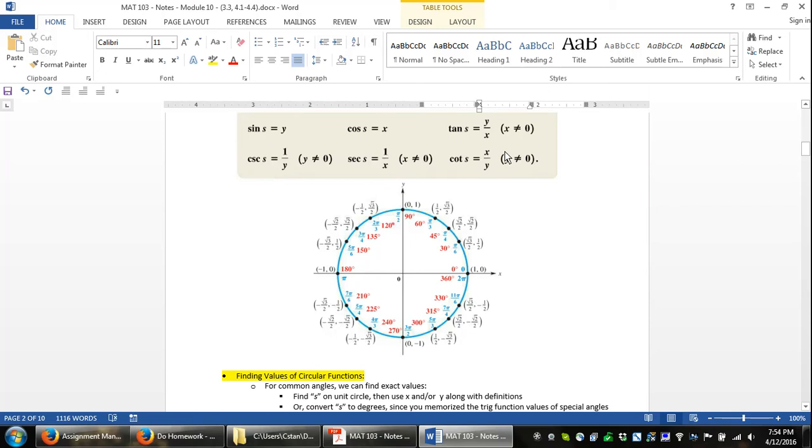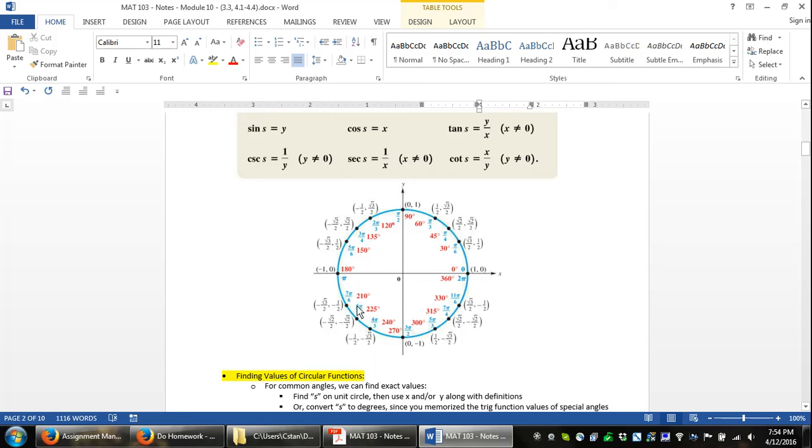So tangent is y over x. I mean, you could look at your y, divide it by your x, and that gives you the tangent. So for example, tangent of 45 degrees, square root of 2 over 2, divided by square root of 2 over 2. Well, that one's kind of lucked out there. Dividing something by itself gives you 1. So tangent of 45 degrees is 1.